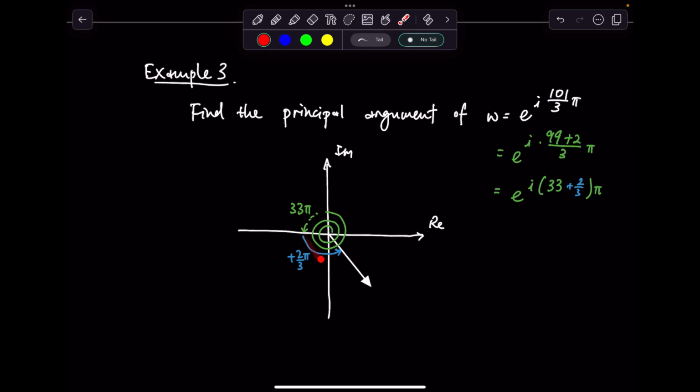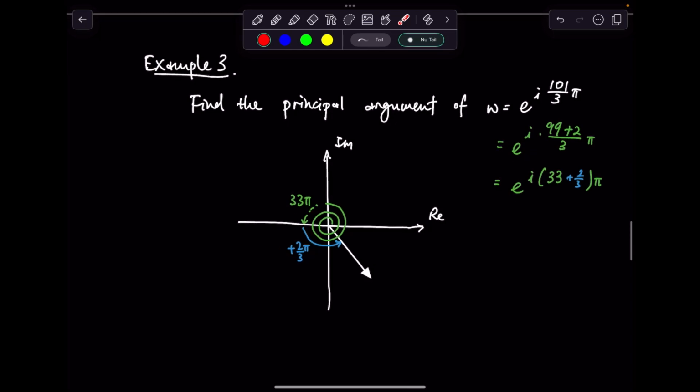Notice that the 33 pi is quite difficult to count. I don't want to go and draw like 16 rounds, right? So how can I make this a bit easier to deal with? Instead of doing this pretty dumb thing where I just draw a spiral, luckily I didn't draw all 33 pi, I just put a dot dot dot. If I'm given such an ugly argument, which is quite a big number of pi, what I can do is find out how many 2 pi's are within this 101 over 3. I have 33 full pi's and then 2/3.